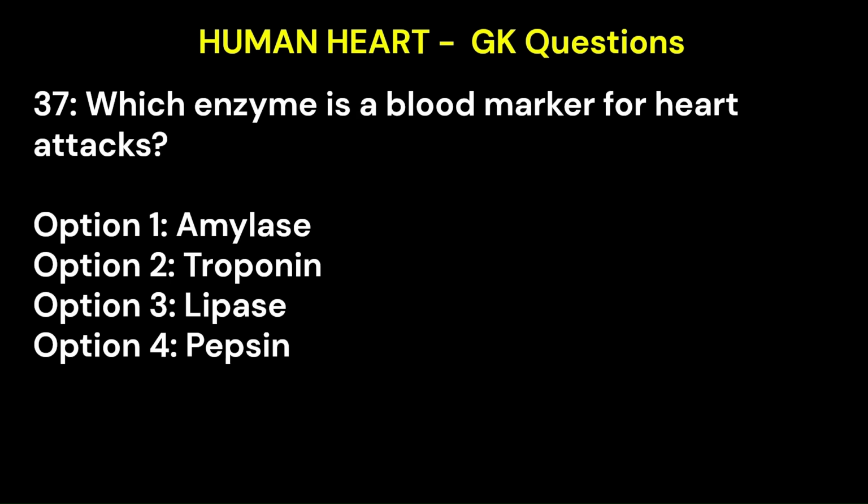Question number 37. Which enzyme is a blood marker for heart attacks? The options are: Option 1, amylase. Option 2, troponin. Option 3, lipase. Option 4, pepsin. The correct answer is troponin. Troponin proteins leak into blood when heart muscle is damaged. Elevated levels confirm myocardial infarction within hours.